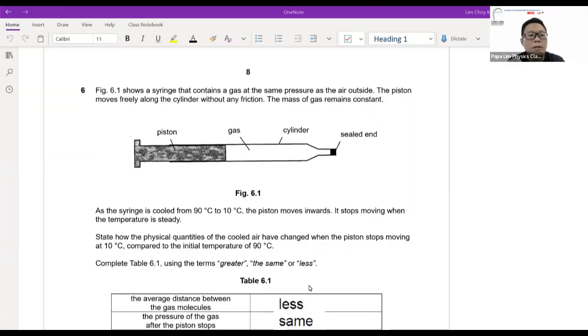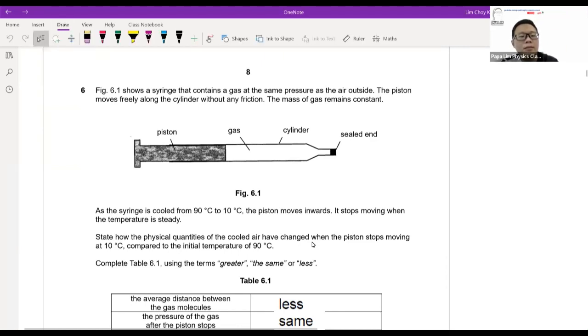Now let's look at question 6. Question 6 has to do with pressure, volume, and temperature; it's a gas law question. Now you have your syringe here. The important thing about this particular question is that there are actually two situations ongoing at the same time.